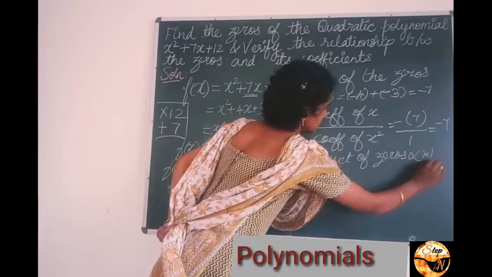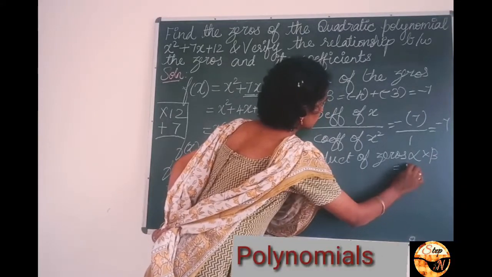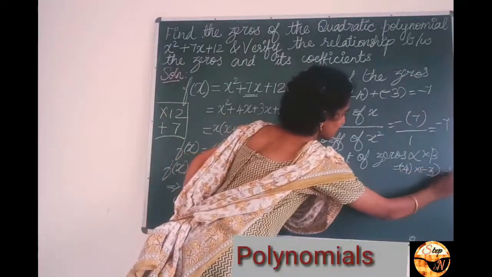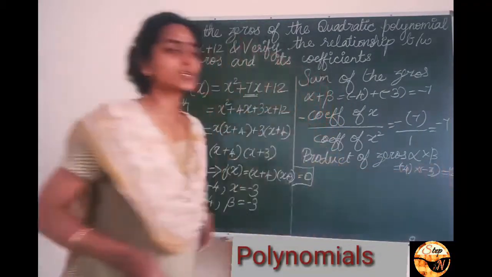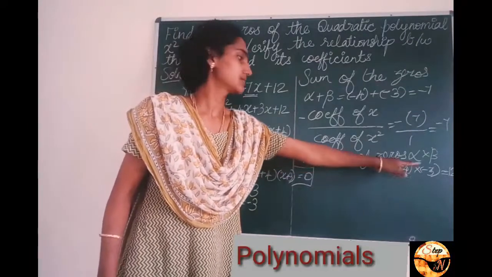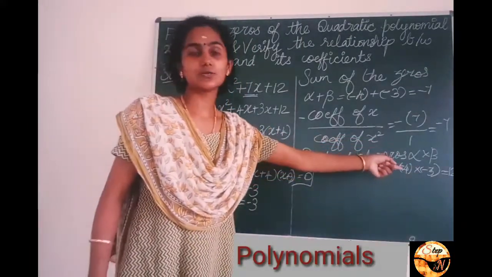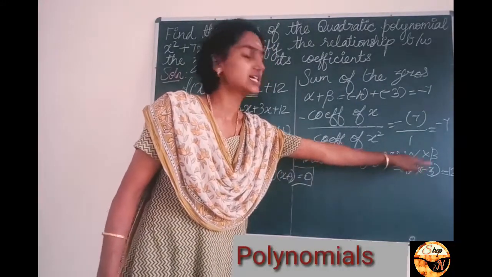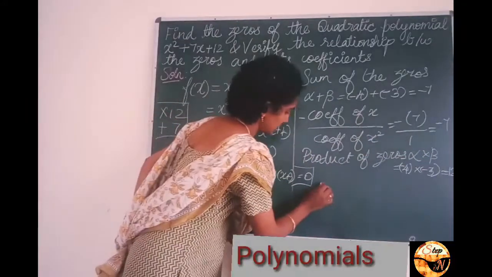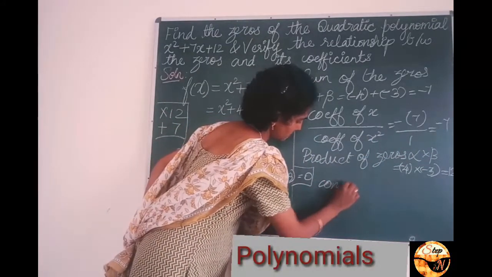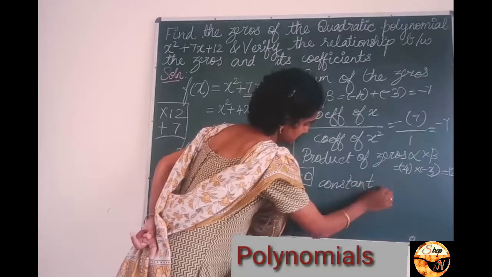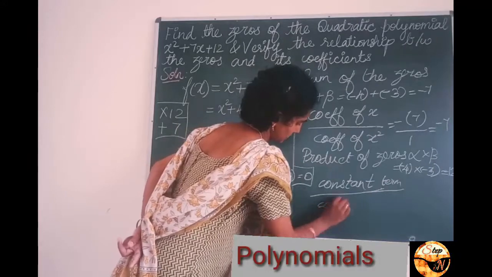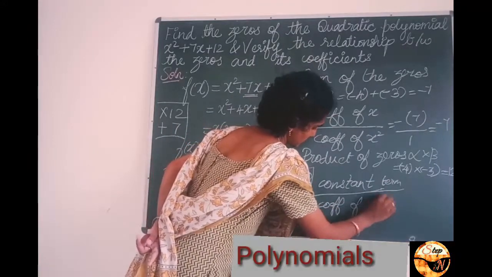That is alpha into beta, which is equal to minus 4 into minus 3, that is plus 12. 4 into 3 will be 12 and minus into minus will be plus. So the product of zeros is alpha into beta, that is minus 4 into minus 3, which is equal to 12. And here that is the constant term by the coefficient of x square.